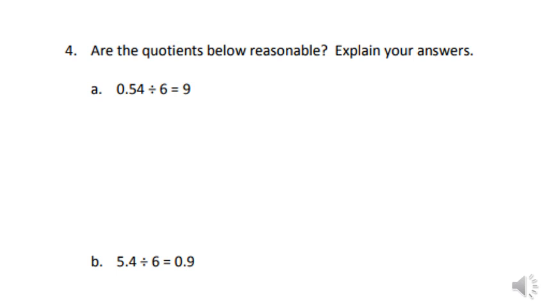Are the quotients reasonable? Now, the best way to find out if quotients are reasonable is to multiply, using your basic math facts. Here we're saying 54 hundredths divided by 6 equals 9. So a related math fact would be 9 times 6, which equals 54. You notice this is 54 hundredths, where this is 54. So 54 is 100 times greater than 54 hundredths. So it's not reasonable.